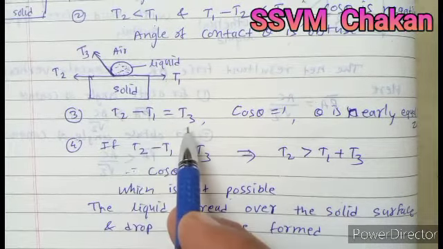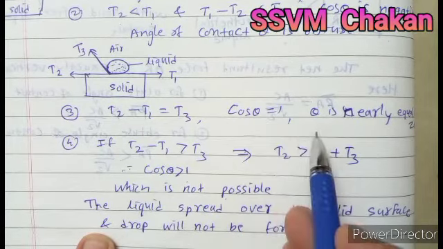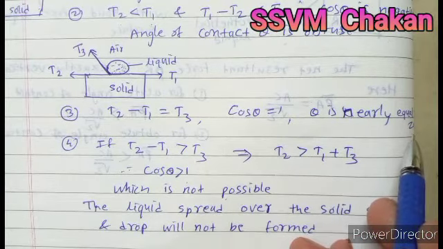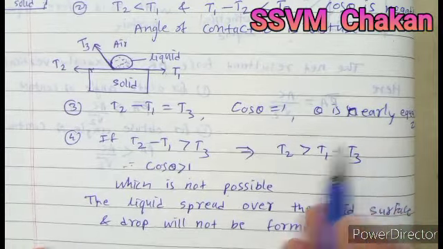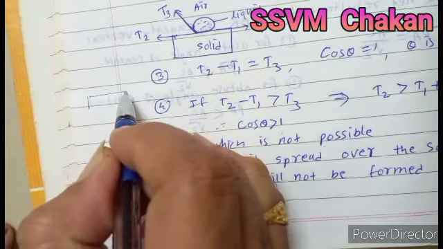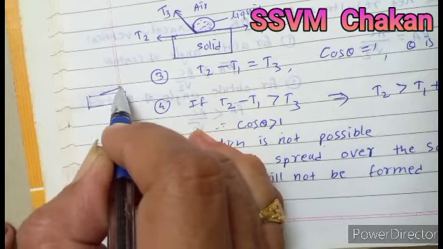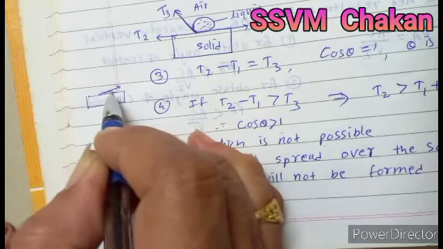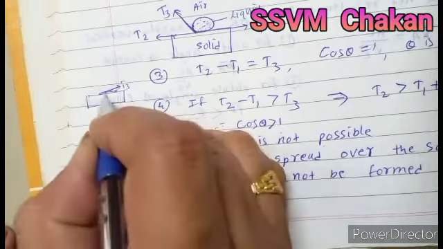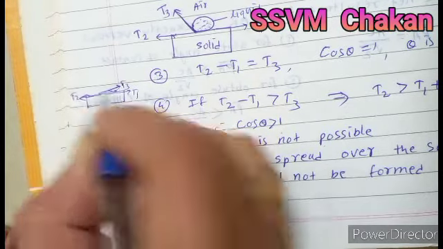If T2 minus T1 is equal to T3, then cos theta is 1, and in this case theta is nearly equal to 0. Not exactly, but almost equal to 0. We may show this condition on the glass surface also. So this is the condition, nearly equal to 0. That is T3. Here is T2, T1, and here is T2.